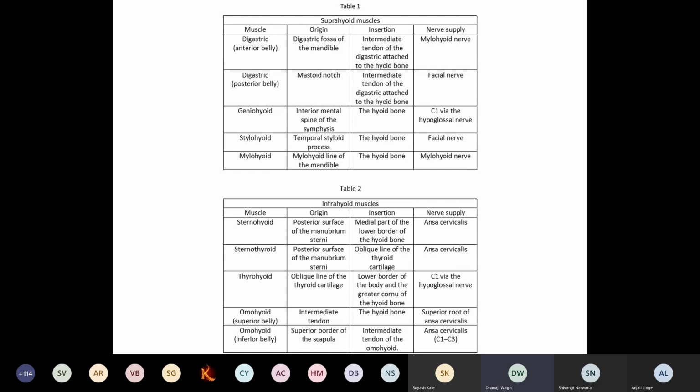The next muscle of the suprahyoid muscle group is the geniohyoid. We have seen already this muscle originates from the inferior part of the mental spine of the symphysis of the mandible, and is inserted at the hyoid bone. The nerve supply of the geniohyoid muscle is C1 via the hypoglossal nerve.